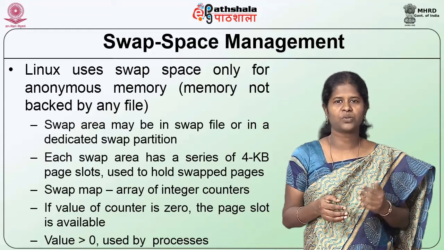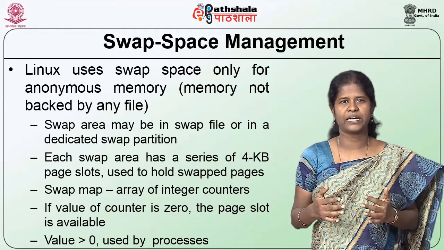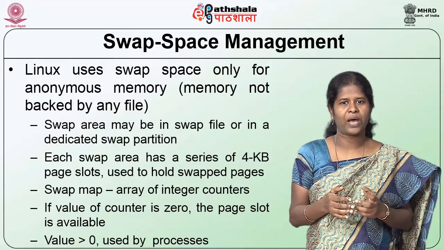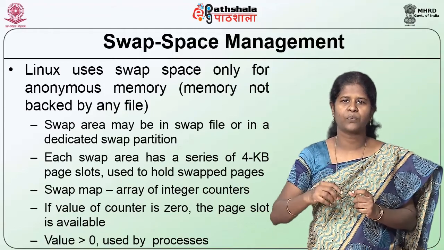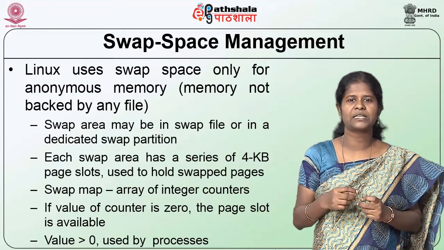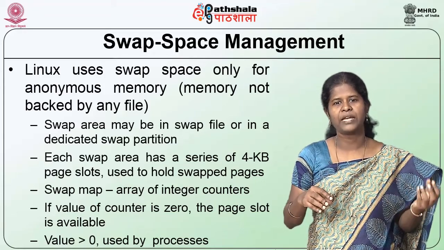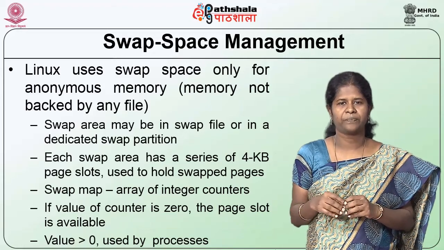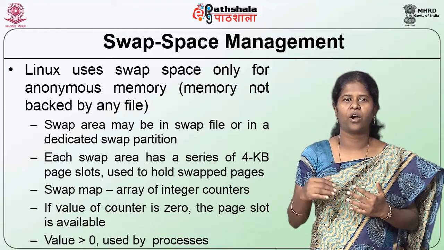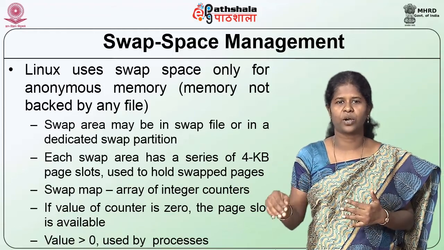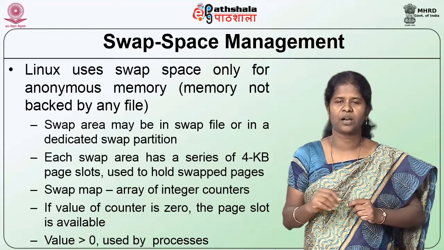And the swap area, as I told you earlier, in the case of Linux, can be kept either as a swap file or as a dedicated swap partition. Each swap area has a series of 4 KB page slots which can hold swap pages. Here they are looking at the page size being 4 kilobytes. So there will be slots of 4 KB, and whenever a page is swapped, it will be brought into this page slot. And there is a swap map which will keep track of which page slots are occupied.